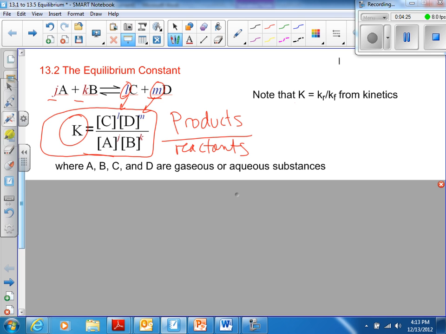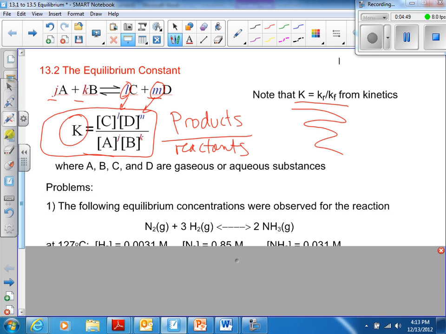Okay, and we should note that K is Kr over Kf, and this comes from looking at kinetics. I'm not going to derive that right now, and you won't ever have to use this, but it's just an interesting little connection between kinetics and equilibrium. Okay, let's do a problem.